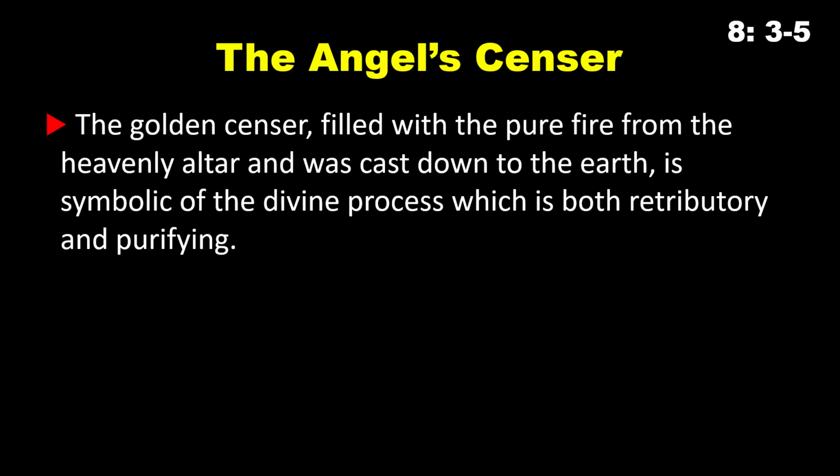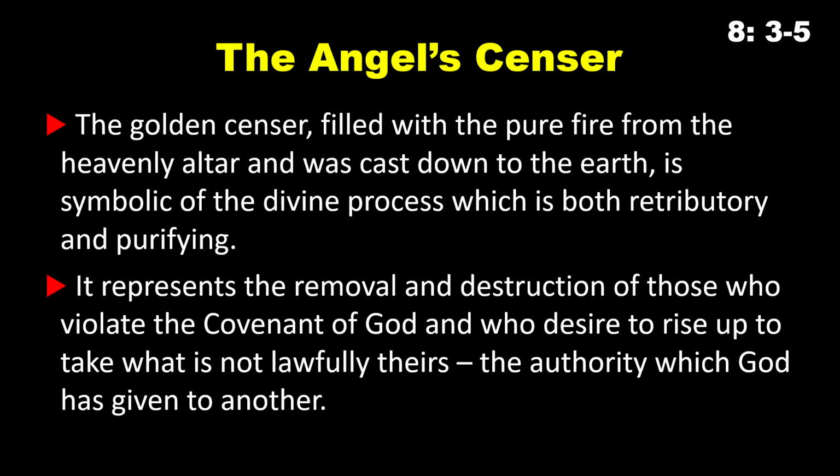Now that we know how important it is for believers to be faithful to the covenants, both the lesser and the greater, we can now understand verses 3 through 5 better. The golden censer filled with the pure fire from the heavenly altar and cast down to the earth is symbolic of the divine process, which is both retributory and purifying. It represents the removal and destruction of those who violate the covenant of God and who desire to rise up to take what is not lawfully theirs, the authority which God has given to another.